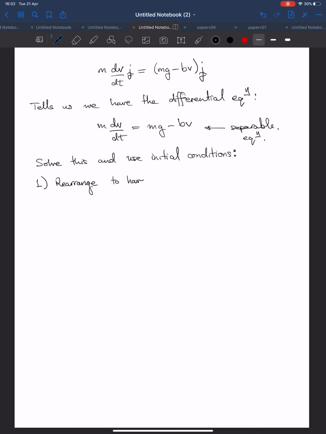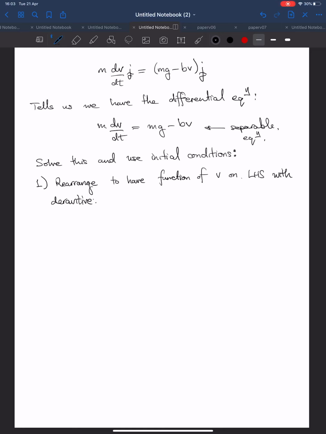To have a function of v on the right hand side with the derivative. Oh, sorry, on the left hand side with the derivative. Okay.